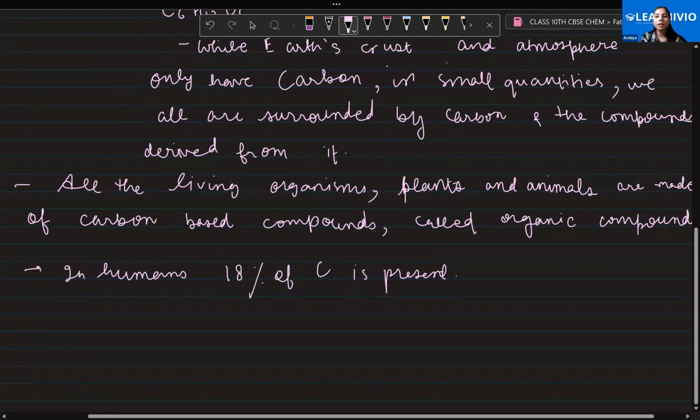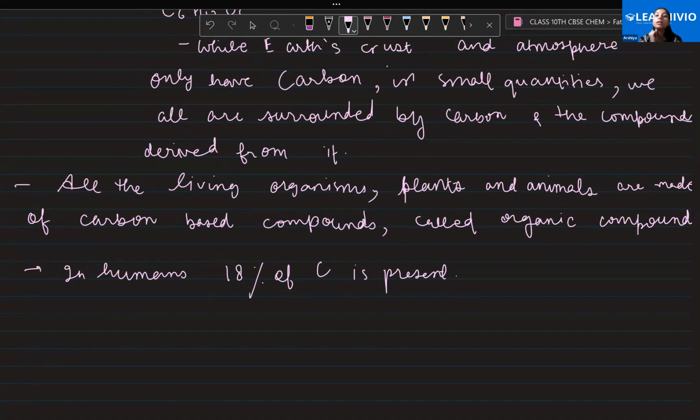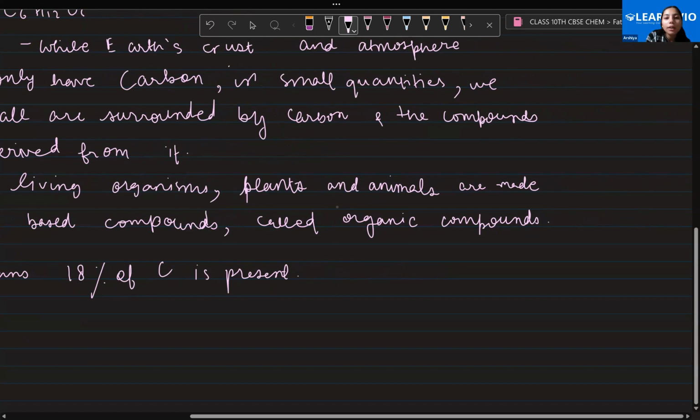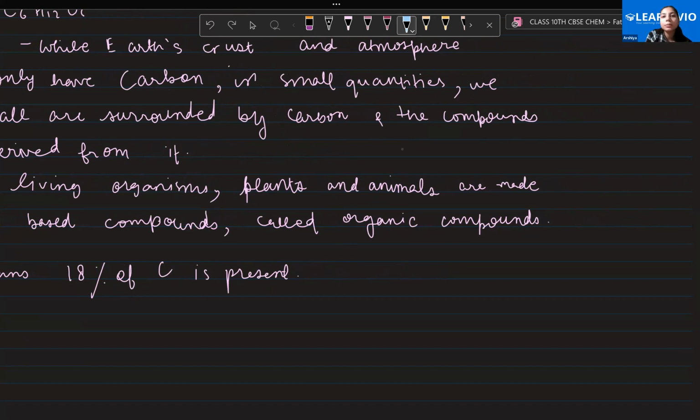So I've written everything that I just explained, that we all have something carbon related, like a carbon compound or carbon inside us. Plants perform photosynthesis and inhale carbon dioxide, and we also have like 18% of carbon in us. Now this I have mentioned in this point: these compounds are called organic compounds, right? I mentioned organic chemistry being a whole subject because there are so many compounds.